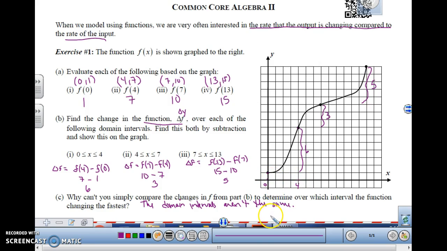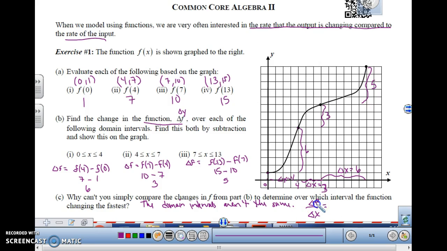All right, so from here to here, this is a change of 4. So this is delta x equal to 4. From here to here, the change in x, delta x, from 4 to 7 is a change of 3. And then from here to here, your change in x is from 7 to 13, delta x is going to be 6. So remember your rate of change is delta f over delta x.